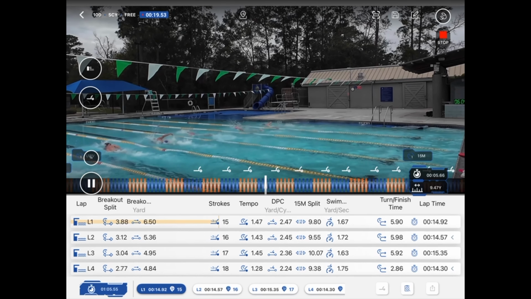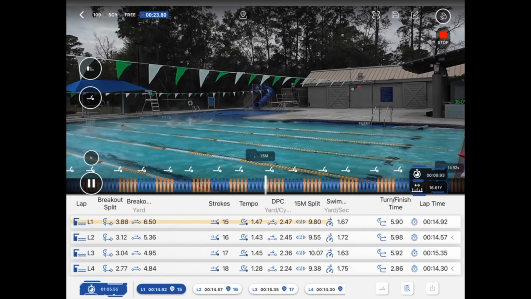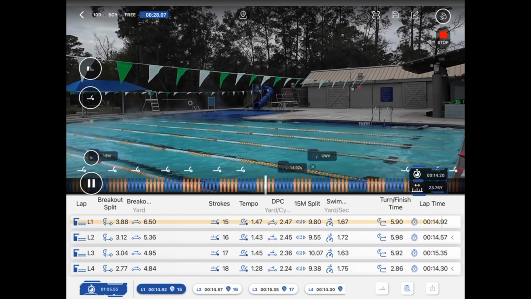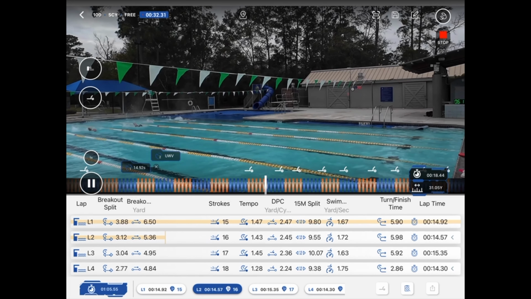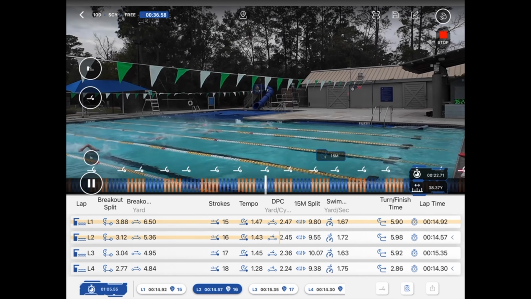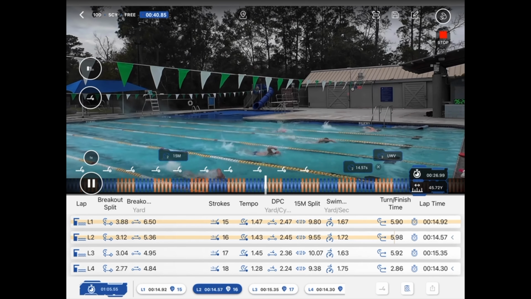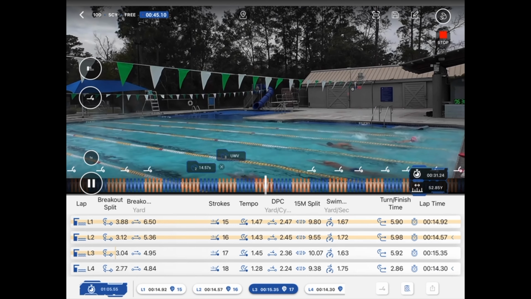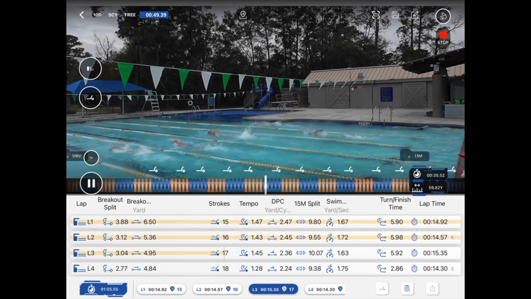So what you can see from the data down below is he's going at about 15 strokes for the first 25, 9.8 on the split out to the 15 meter, 14.92 at the feet. Then you can see he's a little bit shorter on the breakout, by about a yard. We're up to 16 strokes. Tempo is about 1.43, so it's speeding up just a little bit. And then distance per stroke cycle started to take a little bit of a hit, but not much. So 14.57, a little bit faster on that 25.